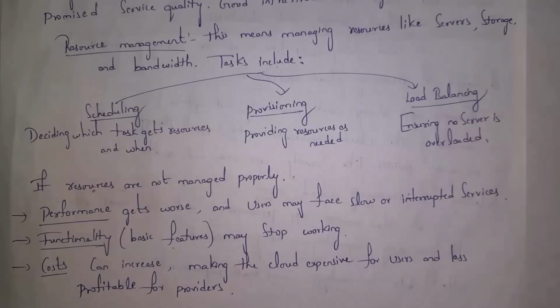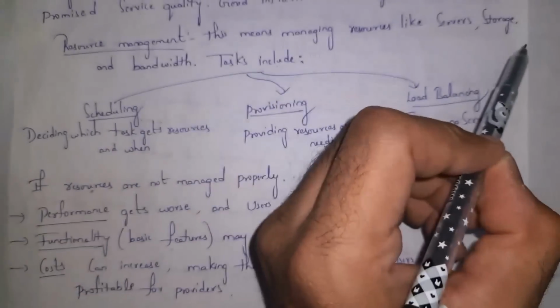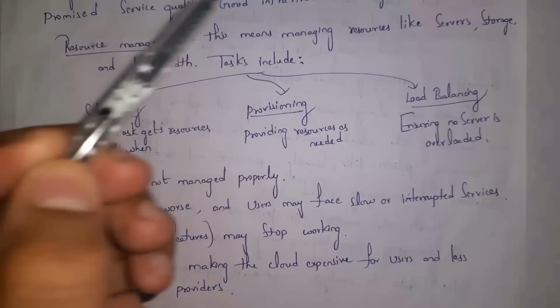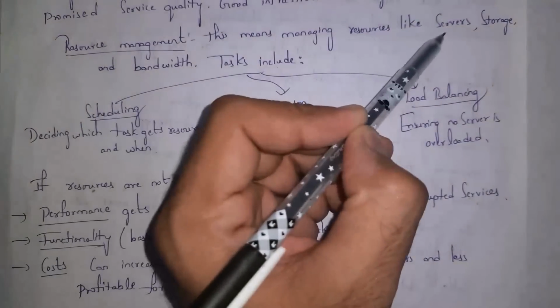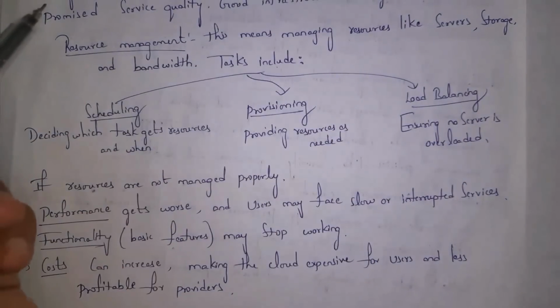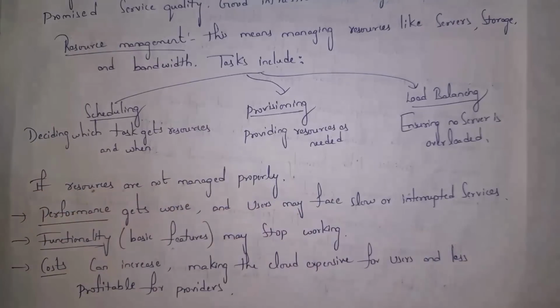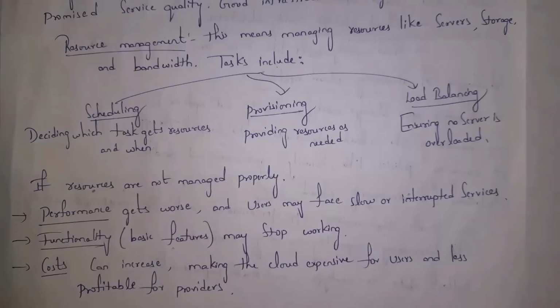Guys, cloud contain resources like server, storage, hardware, software, etc. And resource management means managing resources like server, storage and bandwidth. And resource management include tasks like scheduling, provisioning and load balancing. Scheduling means deciding which task will get resources and when. Guys, at particular time, based on task, we need to provide resources to user. This is meaning of scheduling.